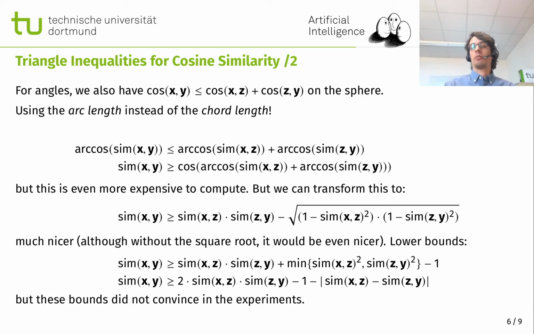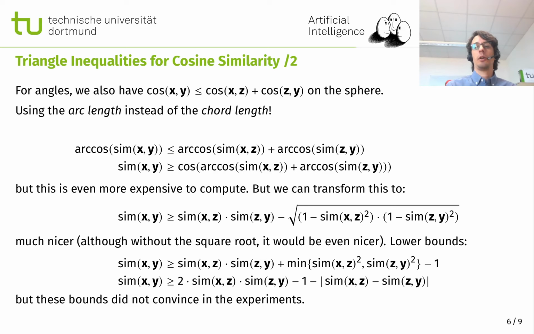So this does also satisfy a triangle inequality, based on a path on the surface of the sphere. So we do know that the arc cos of the similarity is less than the arc cos of the two similarities that we have, if we add them. And now we can try to get rid of all the arc cos functions. So we apply cosine to both sides, which flips the sign of the inequality. So we have the similarity is larger or equal to the cosine of the sum of the arc cosines. But that is still 3 expensive trigonometric functions to compute.